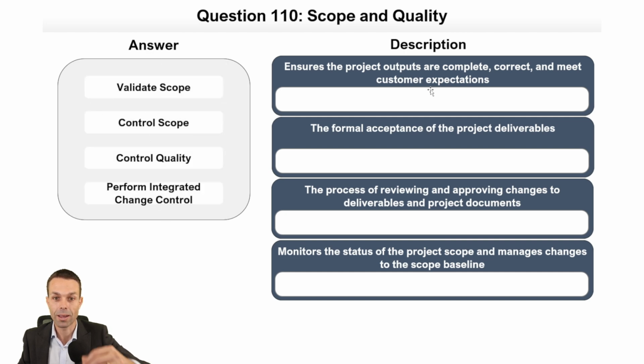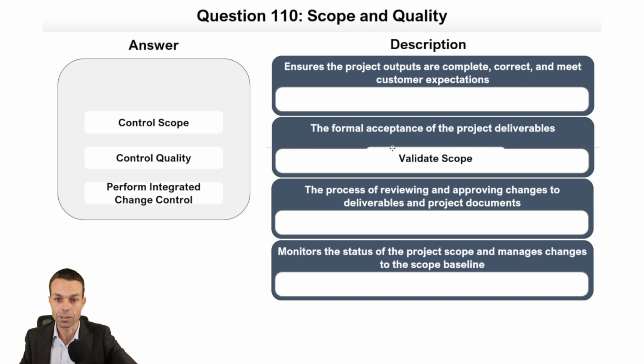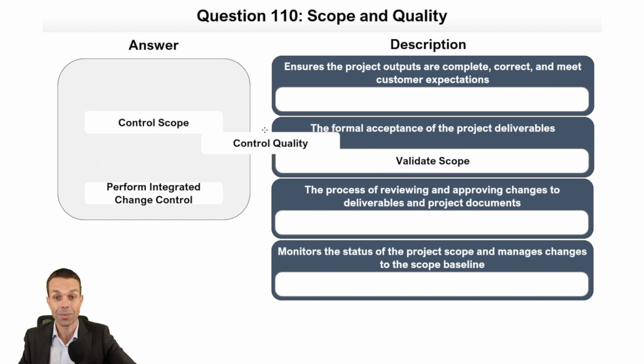So when we're validating the deliverables, that is validating our scope. The customer or the project sponsor will say, yes, this is what I wanted, and I agree that these are ready to release. Oh no, hang on. What? The formal acceptance of project deliverables, that's validate scope. Now, if we're ensuring that the project outputs are complete and correct, that is controlling quality. There you go. See, it tricked even me.